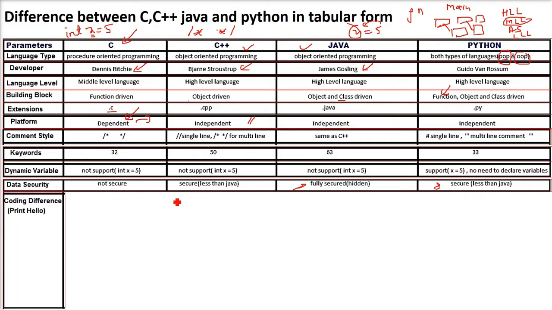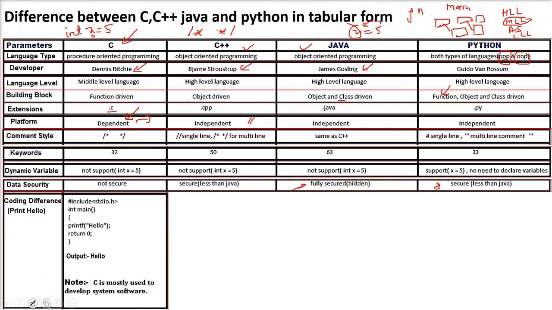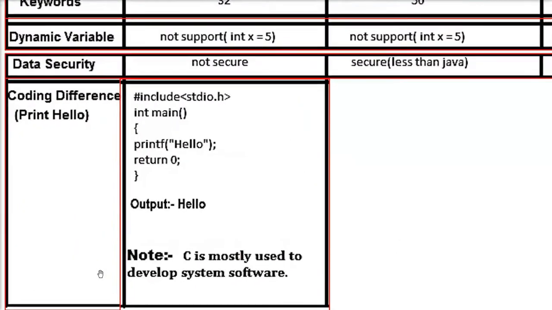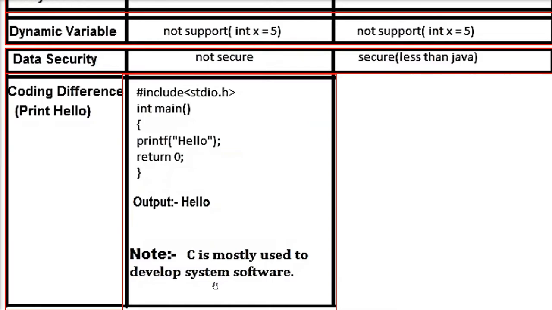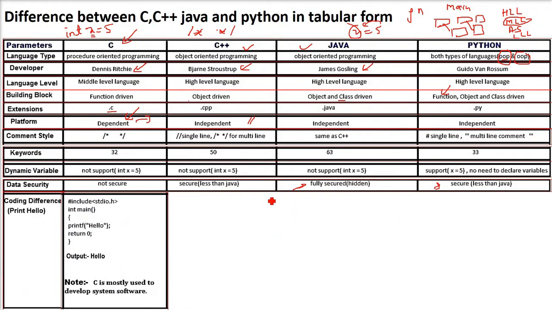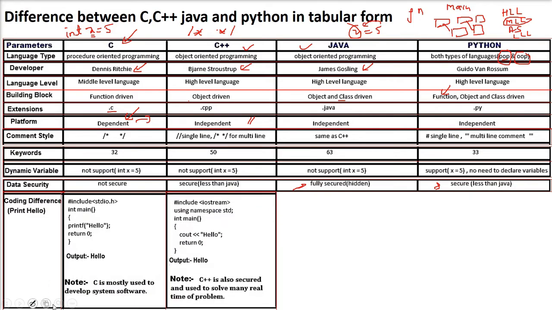Now let us see a coding difference, how the coding will be done. In C, this is just a hello program. C is mostly used to develop system software. So we are using #include <stdio.h>, which is the include file. Then we have int main, printf is used to print hello, and return 0. Output will be hello.